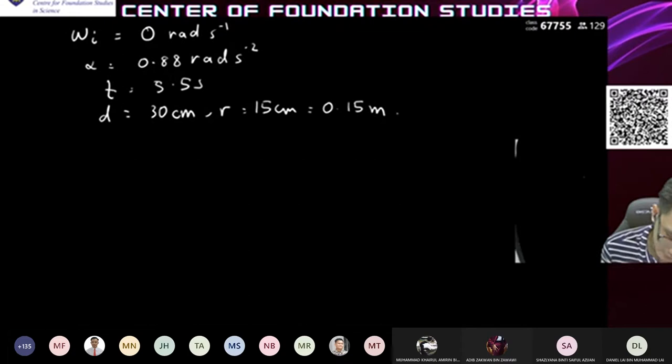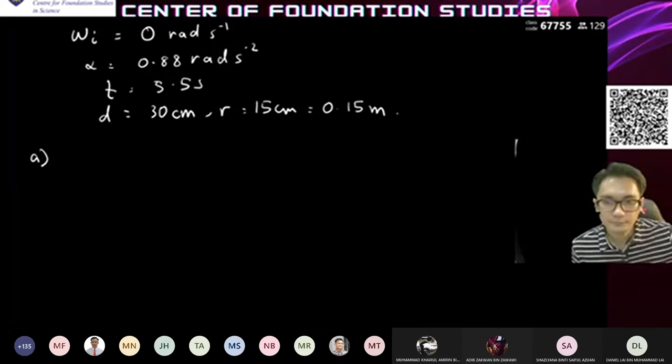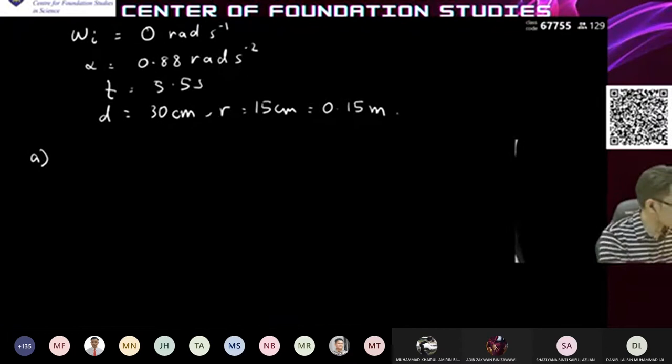Okay, and then the question asks for part A, the number of revolutions of the plate. So the number of revolutions corresponds to what quantity or parameter? Anyone? Displacement. Yep, correct. Revolution is displacement. So we want displacement.